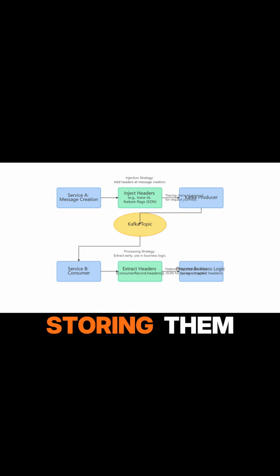On the consumer side, you extract headers early in the processing pipeline using consumer record.headers, typically storing them in a thread local context and then using them throughout your business logic execution. This approach ensures consistency and flexibility.